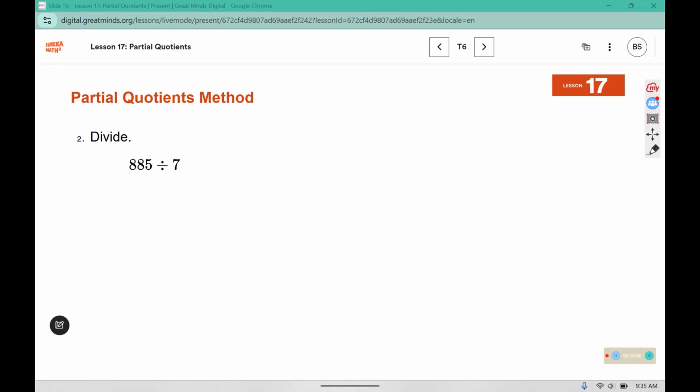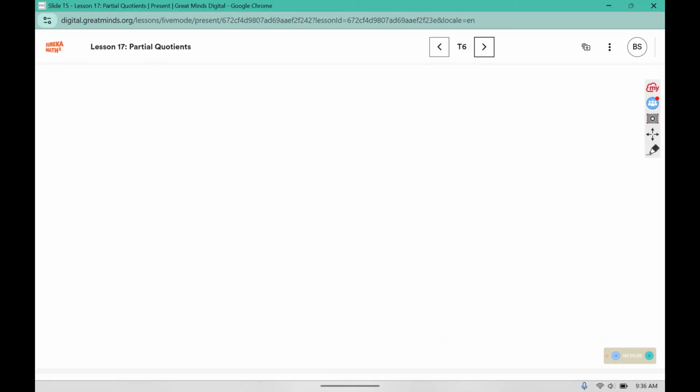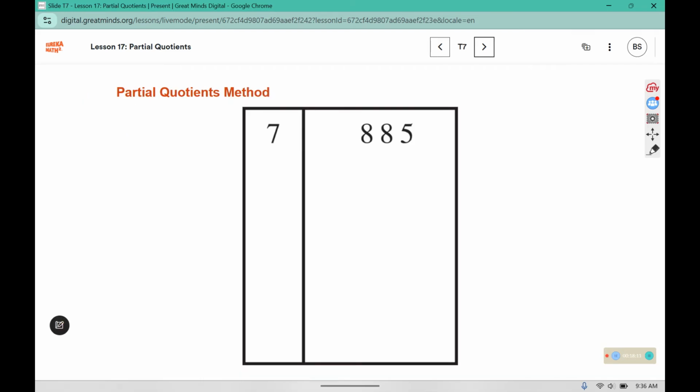Now we're going to look at 885 divided by 7. But instead of trying to write down all of the pieces 8 times, let's look at a model that only uses it once. So here's a little bit of a different model for partial quotients. We know that each one can get a group of 100. 7 100s is 700. That leaves us with 185.